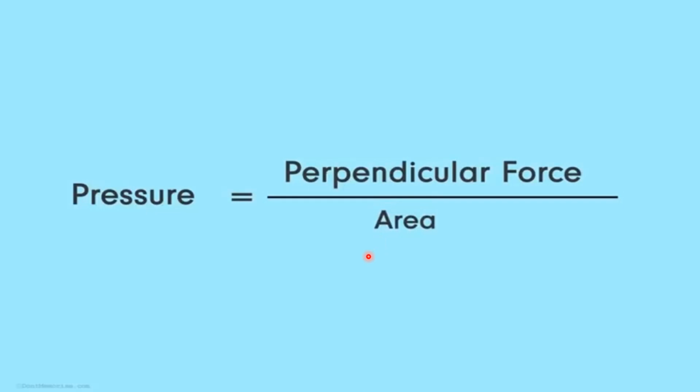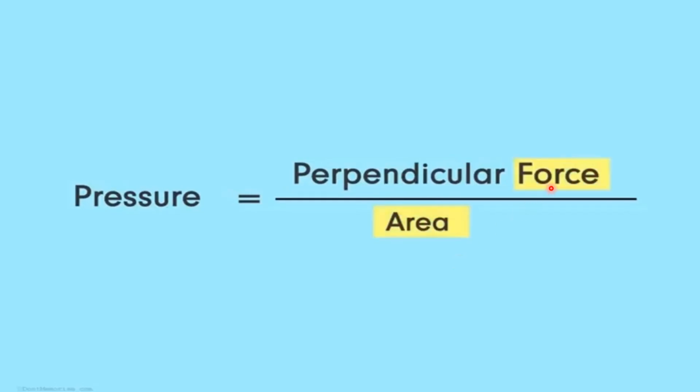We will understand it in detail, but first of all, let us define pressure. We define pressure as the perpendicular force acting on the surface of an object per unit area on which it is acting. Simply, I can say it is force acting on unit area.